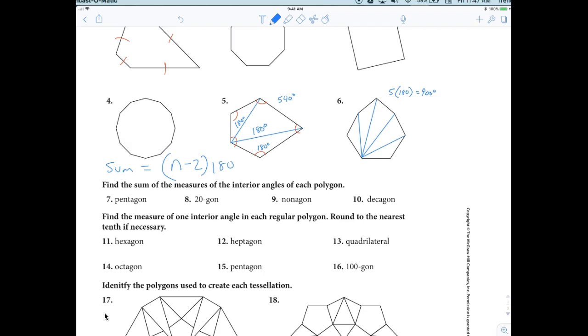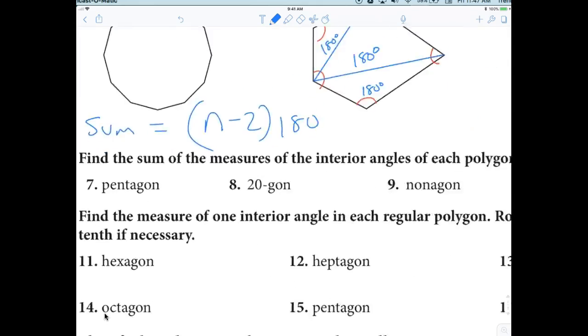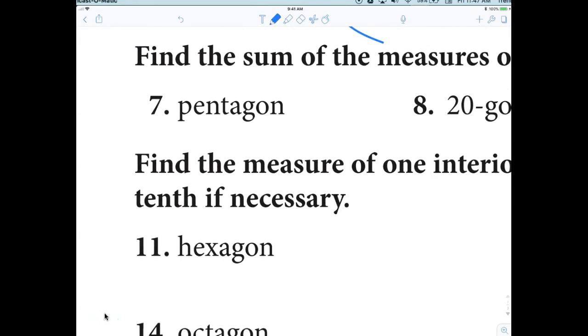Now I want to take a look at number 7. Give yourself plenty of room, blow it up so you can see it. A pentagon has how many sides? 5. So I want you to write sum is equal to, open parentheses, 5 minus 2, times 180. And what did that come out to be? 540. Put the little degree symbol up there. Anybody having issues?